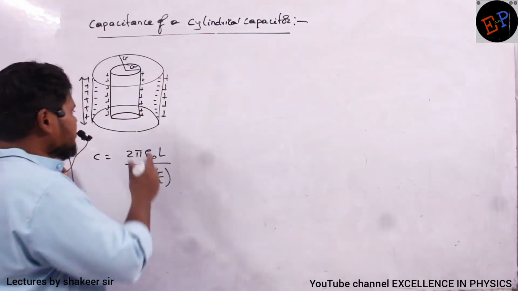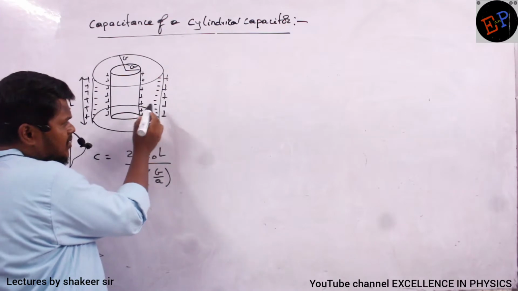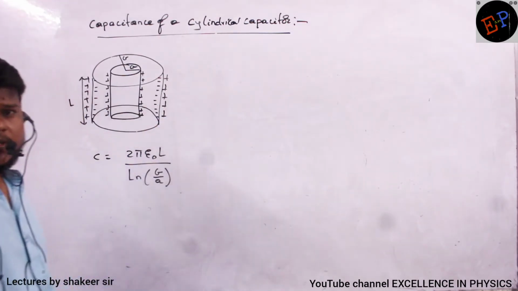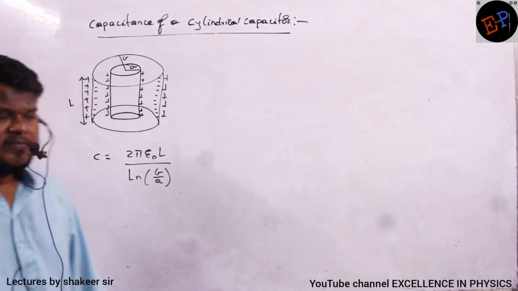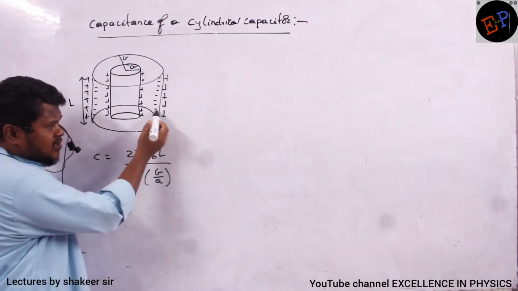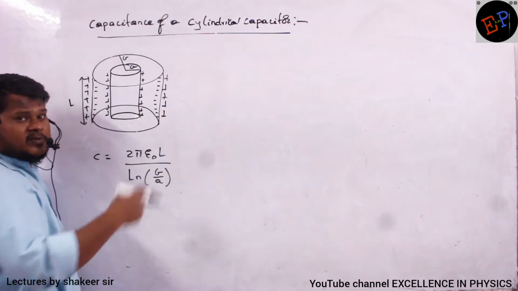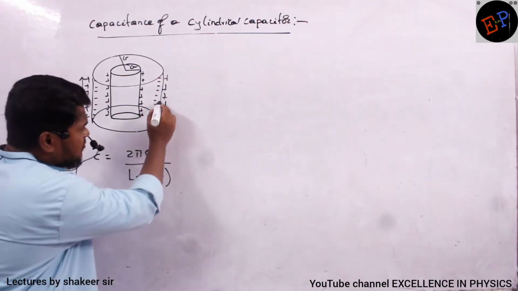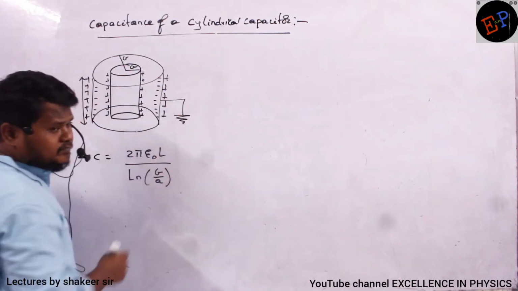So therefore what happens? If this positive charge induces negative charge on one side, automatically positive charge will be induced on the other side. This is what happens. Because the total of negative charge and positive charge on the outer cylinder will be 0. It should be neutral. Are you able to understand? But if I ground this one, then what will happen?